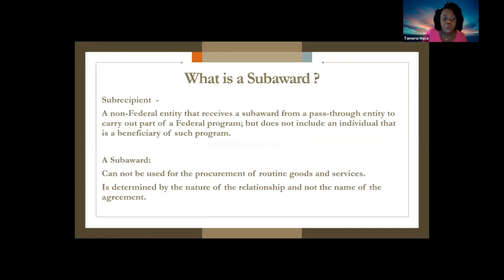So some definitions. What is a subrecipient? A non-federal entity that receives a subaward from a pass-through entity to carry out part of the federal program. That just basically means you've received an award and you're going to subcontract out some of that work for someone else to complete. A subaward cannot be used for procurement or routine goods and services, and it is determined by the nature of the relationship and not the name of the agreement. So it is the nature of the relationship that determines if you have a subaward or not.